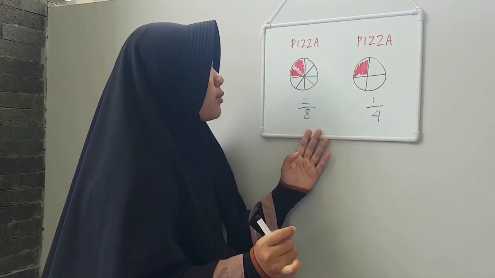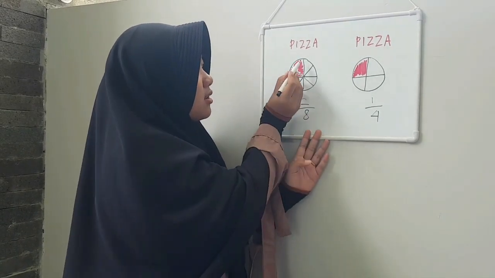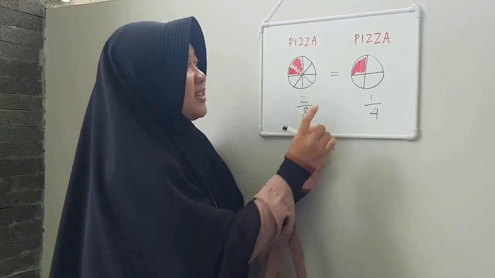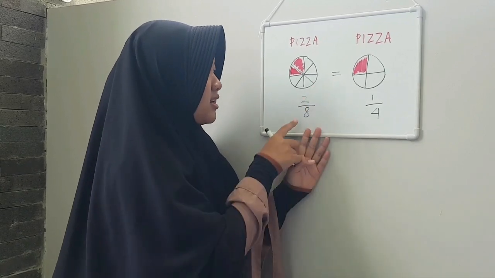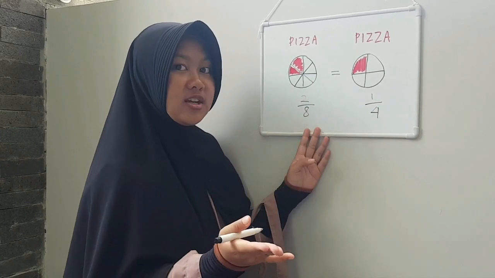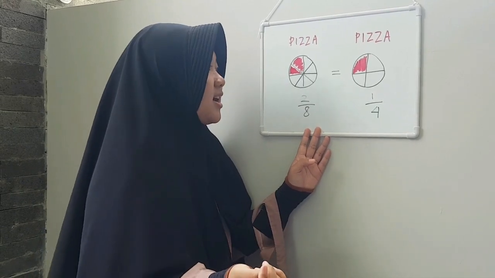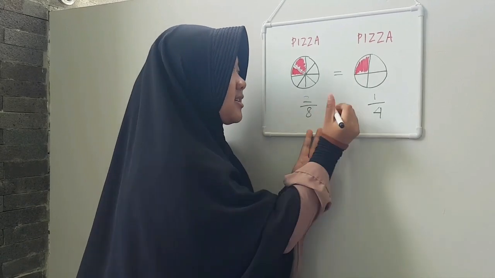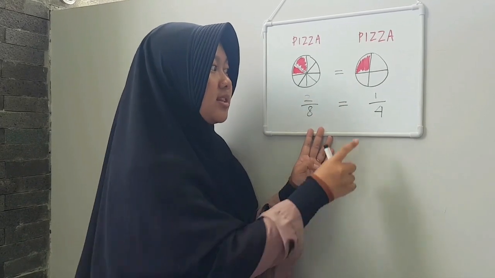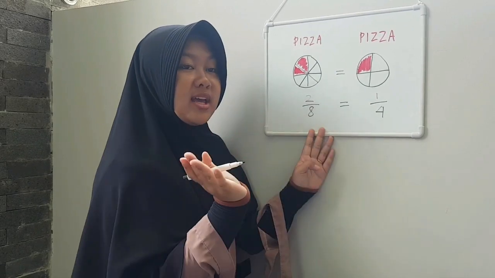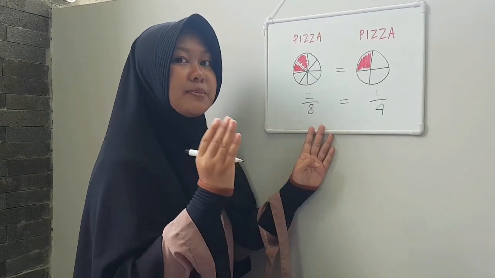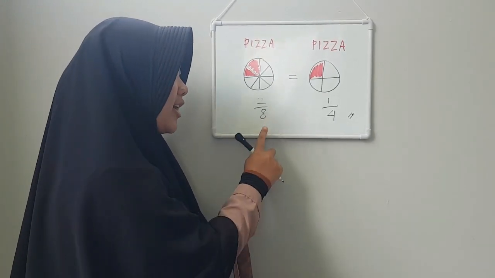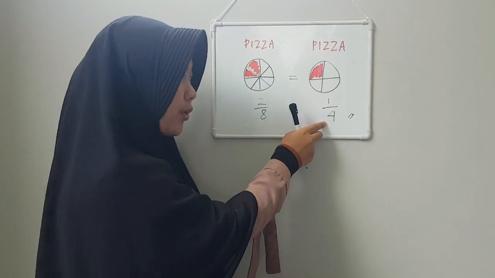So we can see that this part is the same, so we write equals right there, but the numbers of the fractions are different. So what is the problem? There is no problem. 2 over 8 is equal to 1 over 4. Why? Because we can use simplification. This is the reason why 2 over 8 equals 1 over 4.